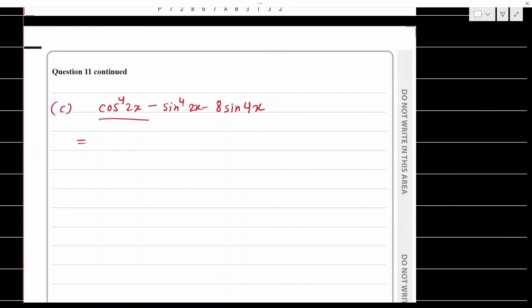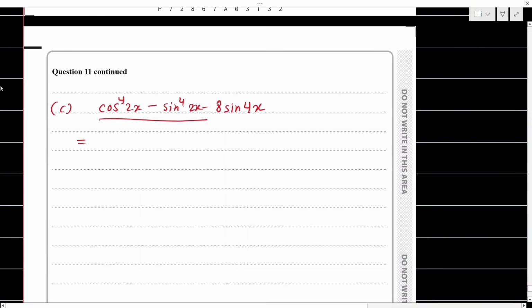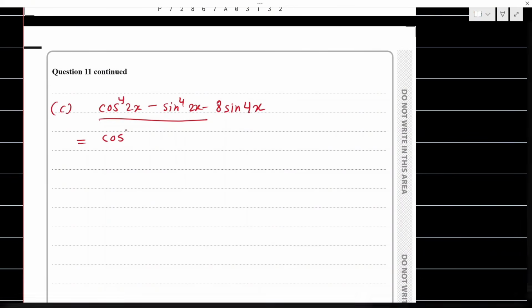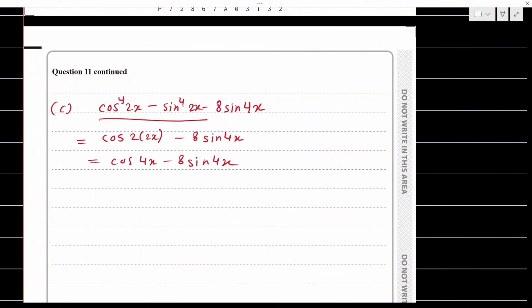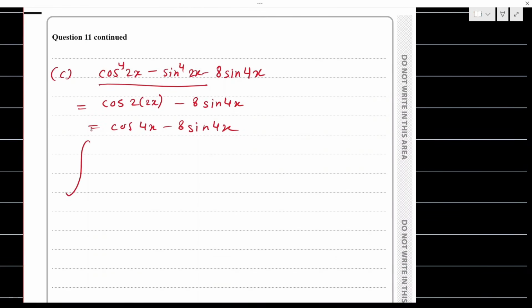Again, we can simplify this using our simplification in part A. In part A, we saw that this expression can be simplified to cos 2 theta. So in place of theta, we now have 2x. So the simplification would be cos 2 into 2x minus 8 sine 4x. Again, this can be simplified. So cos 4x minus 8 sine 4x is our simplified expression that we need to integrate. So if we integrate cos 4x minus 8 sine 4x dx, the limits given are pi by 8 and pi by 16.